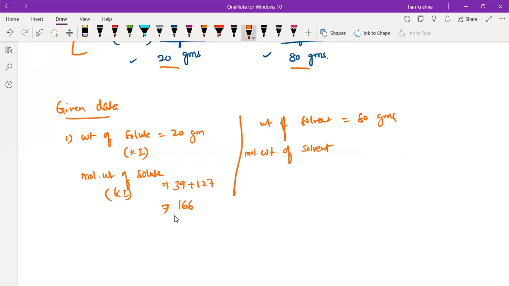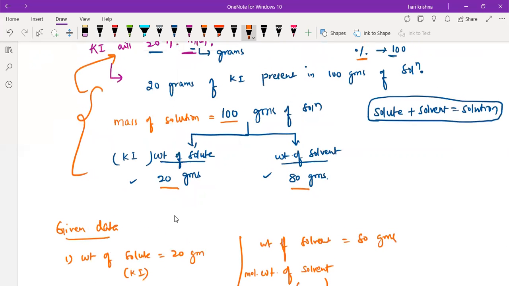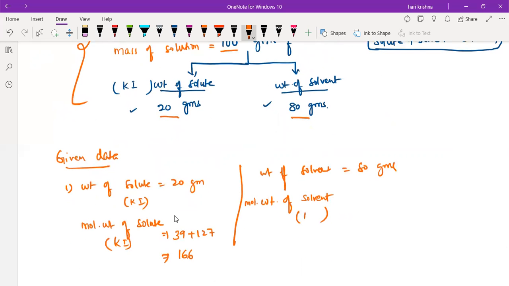If nothing is given, what do you have to assume? Here they mention only KI solution, which is the solute. If nothing is given, you have to assume the remaining thing is water. So what is the molecular weight of water? 18. Are you understanding what I'm telling? Yes, sir. The solvent is water because they didn't mention any solvent here, so I have to assume it as water itself.